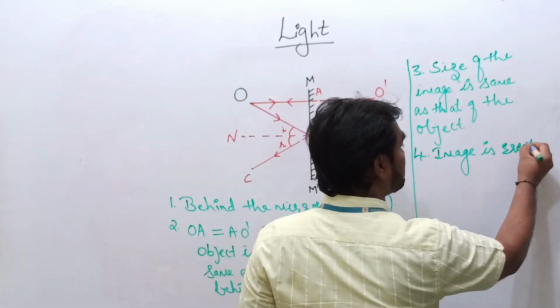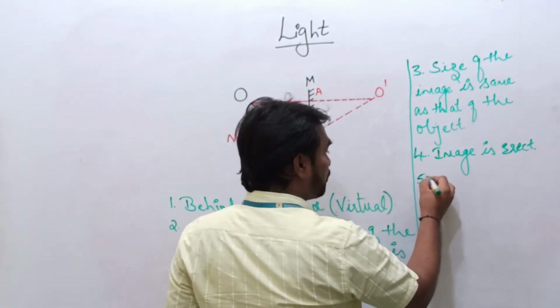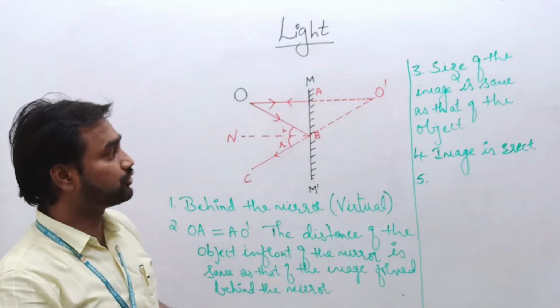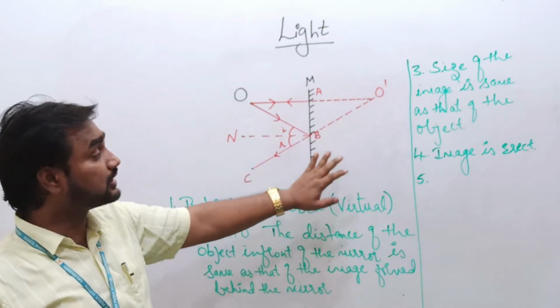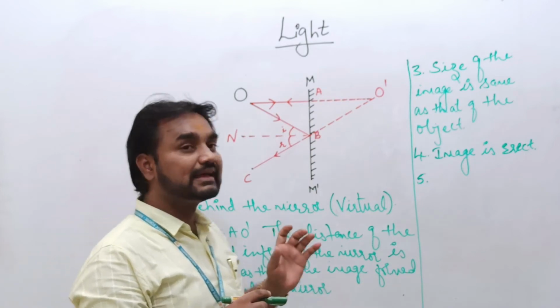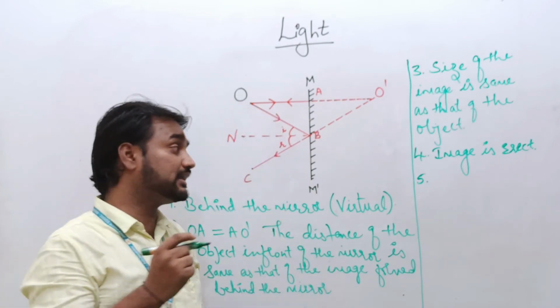All virtual images are erect. Then what happens? What is the other point that we have to discuss here? Okay, so we have discussed all the 4 points. The last point is that the image is laterally inverted.